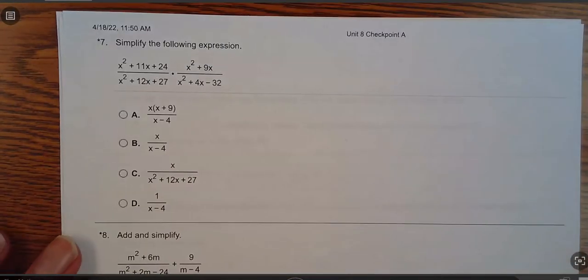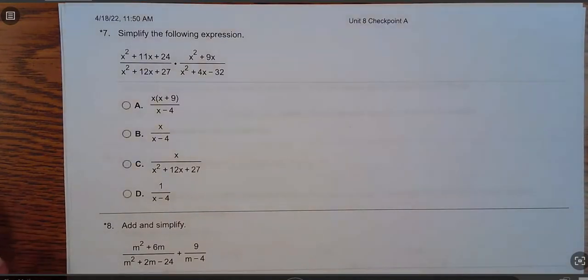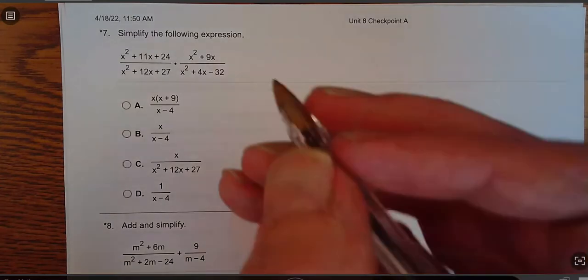Number 7, whole bunch of stuff. So it's multiplication. So I do not need to have the same denominators on this. So don't worry about LCD. This is simply factor, cancel, and then multiply. So I'm going to factor everything as much as I can. I might just rewrite it.